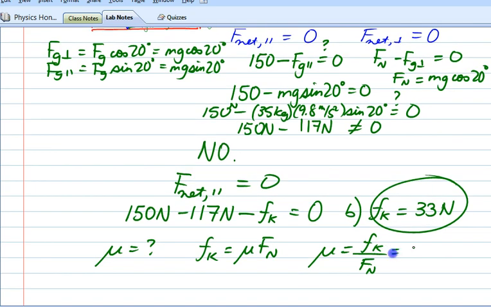Bring that down to here. So we have 33 over, and then we have 35 times 9.8, and then the cosine of 20. So this gives us a coefficient of about 0.102.